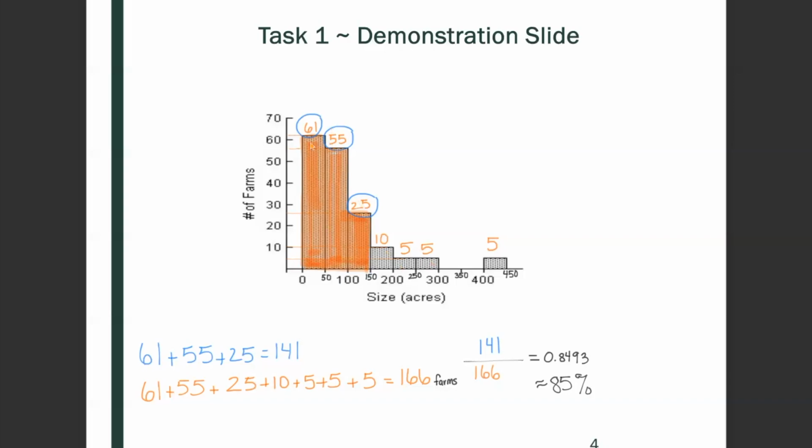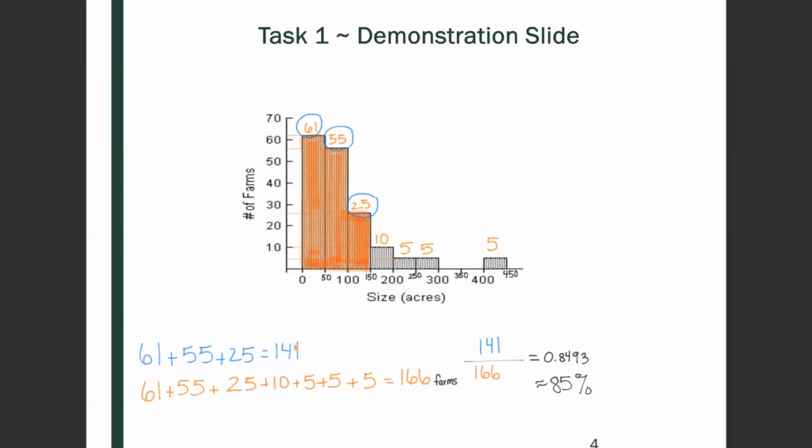So if we continue, we already have 61, 55, and 25, but then we have around 10 farms that are between 150 and 200 acres. We have around 5 farms that are 200 to 250 acres, another 5 farms that are 250 to 300 acres. And then we have around 5 farms that are this large size of 400 to 450 acres. So if we add that up, we get a total of 166 farms approximately.